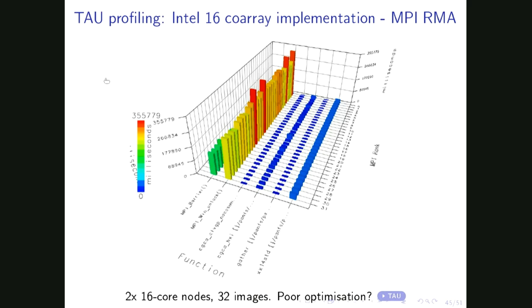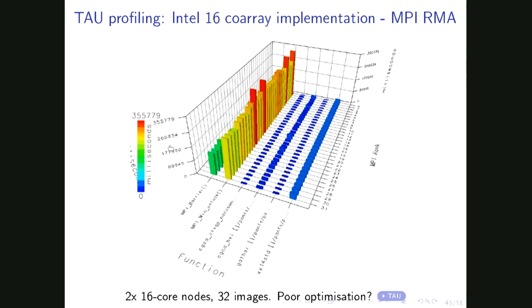onto MPI calls. In fact, as you can see here, Intel's implementation uses RMA, remote memory access, one-sided calls, which in principle should be an ideal match. Coarrays could be thought of as a single-sided communication approach, and RMA the same. But as seen in this profiling plot, Intel version 16 implementation does not perform well.